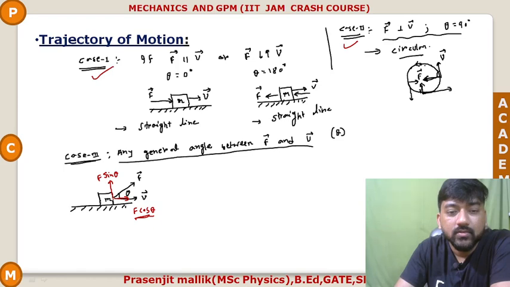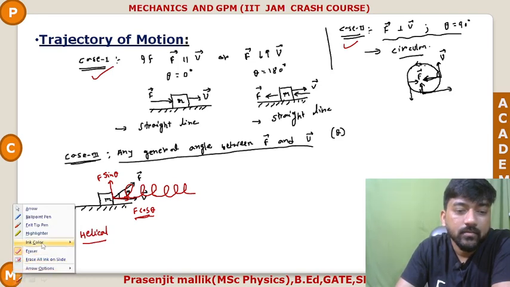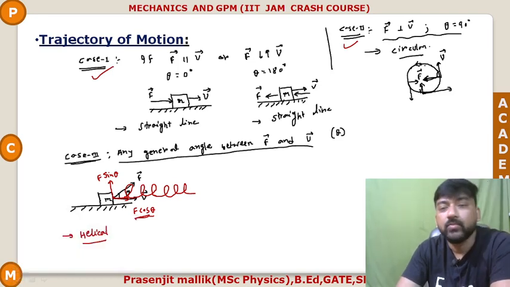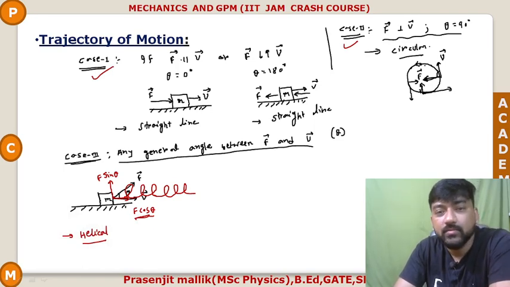So the combined motion will be something like this. So that will be a helical path. So here the trajectory will be helical. Please remember this kind of trajectory of motion, that will be very helpful. Sometimes MCQ questions, 1-mark questions may be asked from this concept.